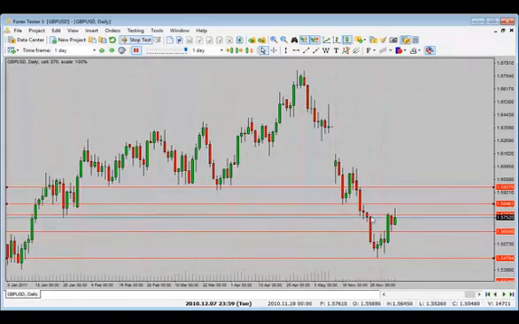The way I see this is that we have a pin on top and a small candle body close here. So it's a neutral candle. Even though the candle body is green, I see this as a neutral candle. The reason for this is because we have a pin that's larger than the candle body.